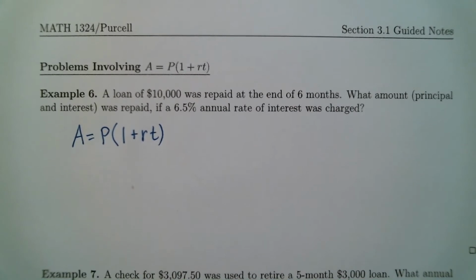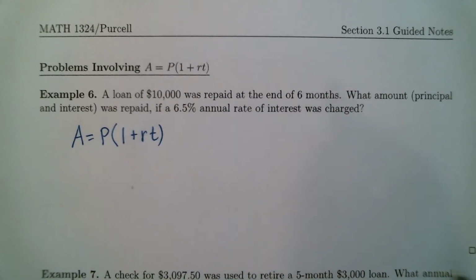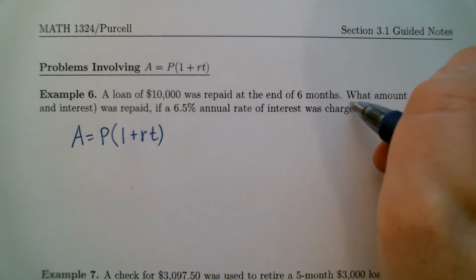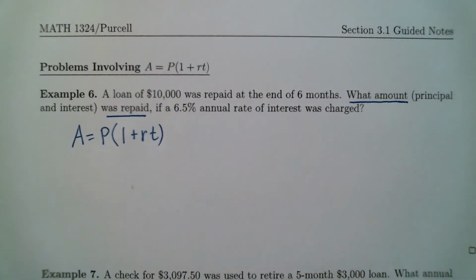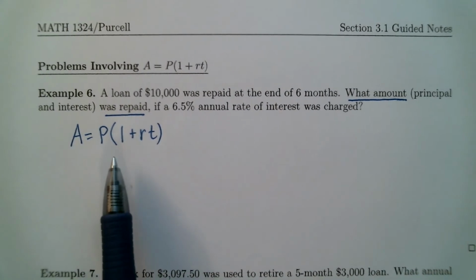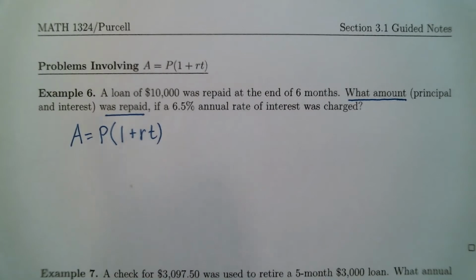Why is this one better to use than I equals PRT? Well, if you look at the question, it says, what amount was repaid? It's talking about like you're making a loan here and you're trying to calculate how much money was paid back at the end of the loan. So that's the principal and the interest. That is referring to the A value, the total amount repaid for the loan. So that is why it is better to use A equals P times 1 plus RT as opposed to I equals PRT.